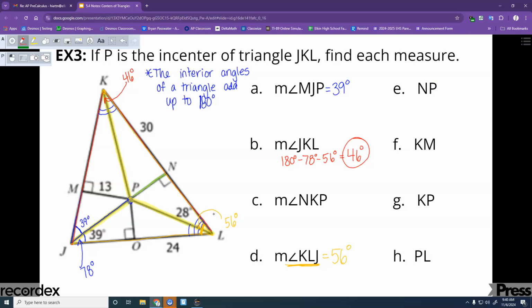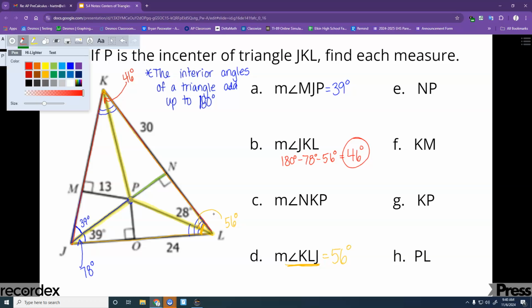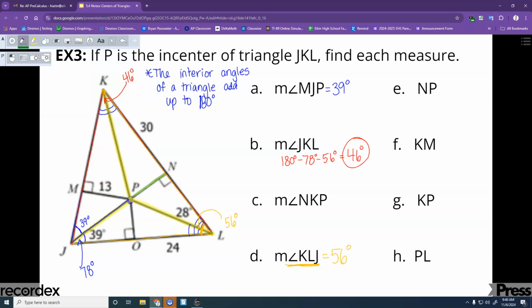Okay, all right, then that makes this next part much easier because it asks me for NKP. I'm getting too many colors going here. Here's my purple. NKP. What's this angle going to be right here? That is going to be 23. We just have to cut 46 in half. So that takes care of all the angles they asked us for.